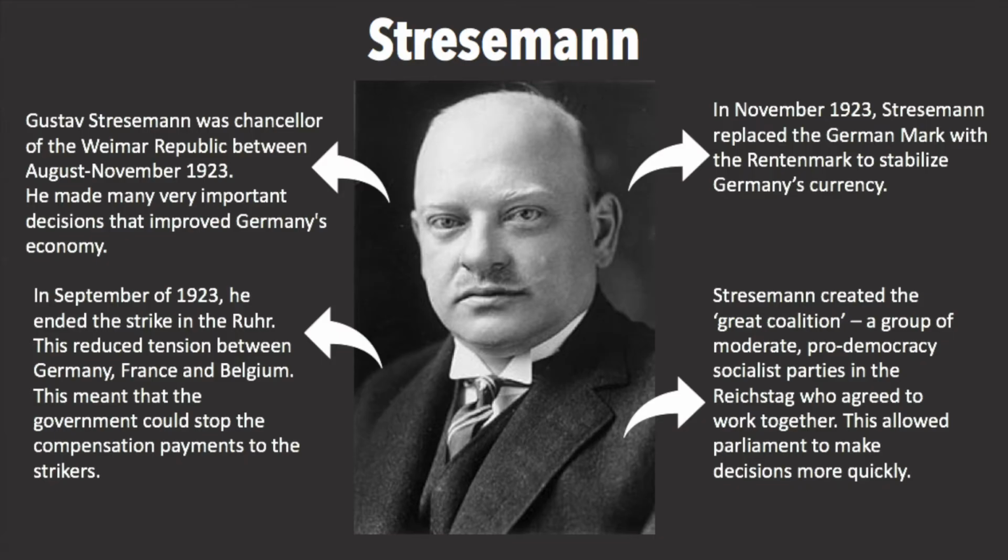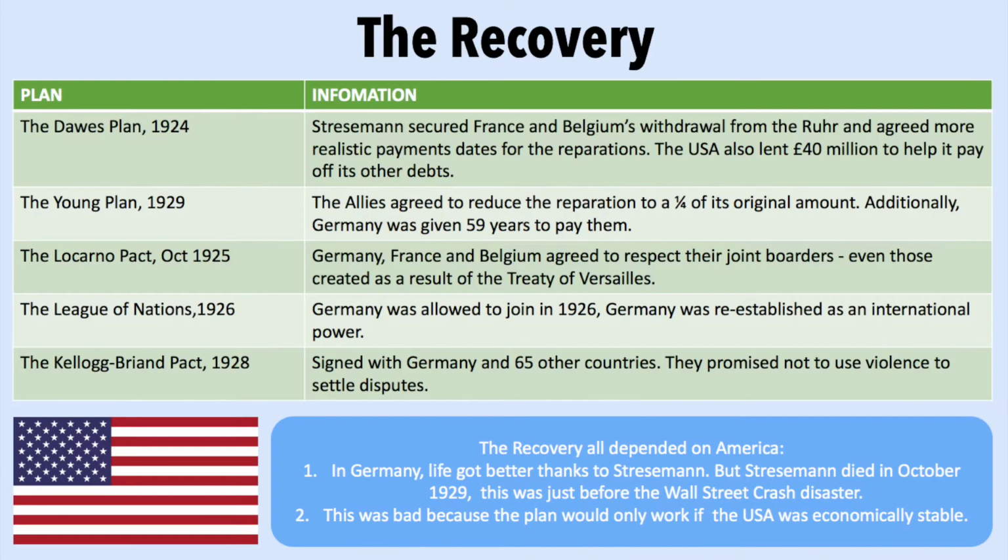Stresemann also created the Great Coalition, which is a group of moderate pro-democracy parties in the Reichstag who agreed to work together. This allowed Parliament to make decisions more quickly. In November of 1923, Stresemann became Foreign Minister. He tried to cooperate more with other countries to build better international relationships. As a result, Germany's economy soared.